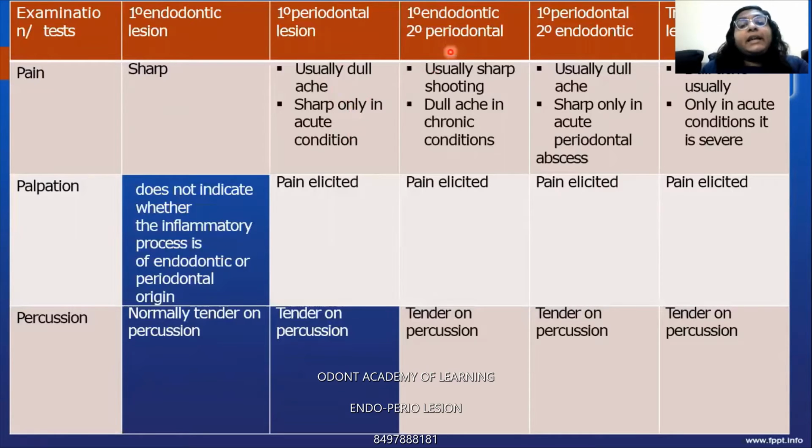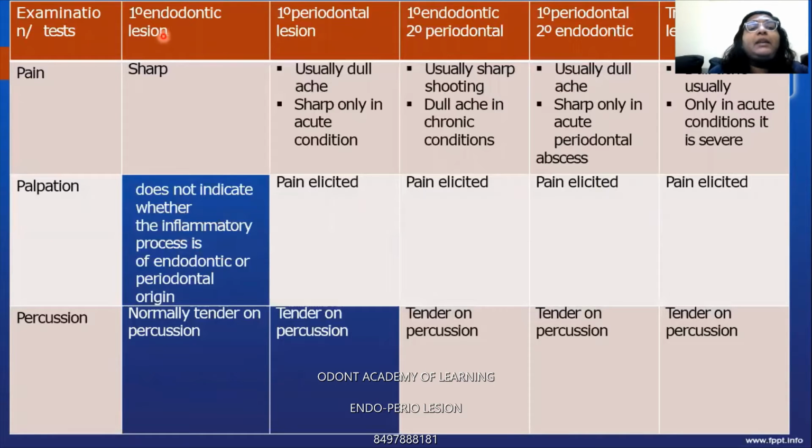In primary endo, secondary perio, usually the pain will be sharp shooting, and a dull ache in chronic conditions. Okay, because primary is endo. So when primary is endo, usually pain is always sharp. Whereas in primary perio, secondary endo, it will usually be a dull ache, sharp only in the case of an acute periodontal abscess. So only in acute cases it will be sharp. In the true combined lesion, same thing, it will usually be a dull ache, but only in acute conditions it is severe.